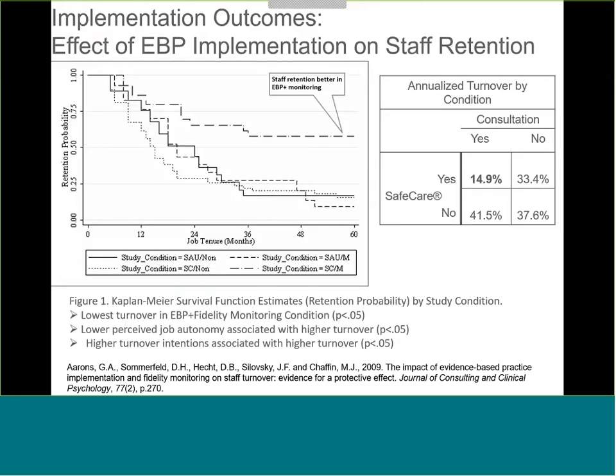So what we found quantitatively was that where the evidence-based practice was implemented with ongoing monitoring and coaching, we had significantly better staff retention. You can see that in the survival analysis estimates on the left, and on the right you can look at the annualized turnover by condition. So with SafeCare and having the ongoing consultation and coaching, the annualized turnover rate was 14.9%, compared to more than double that in all the other conditions in this experimentally controlled study.